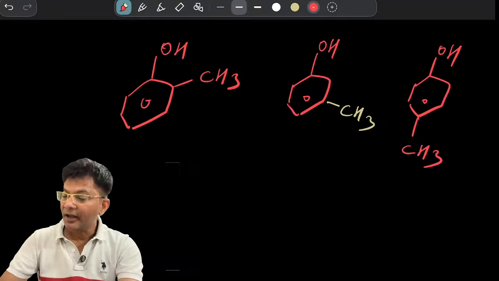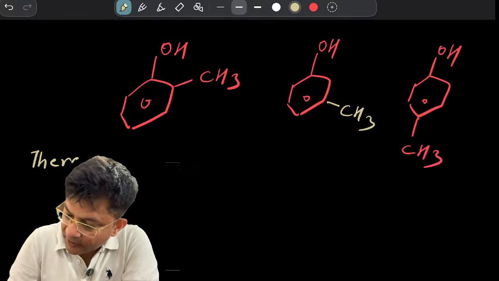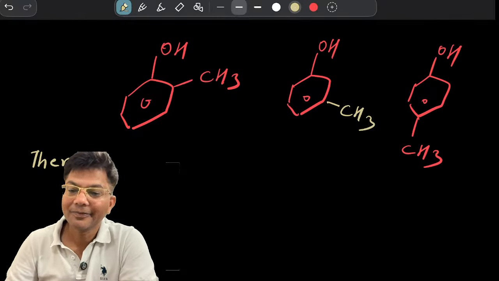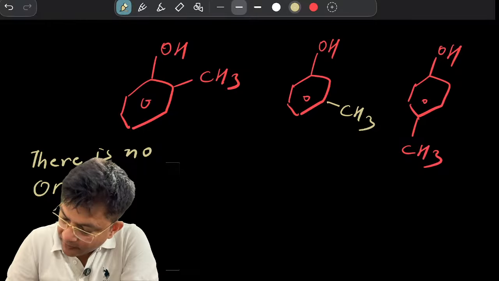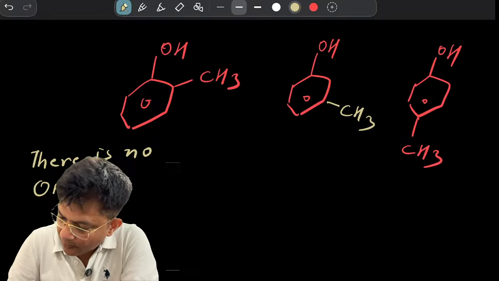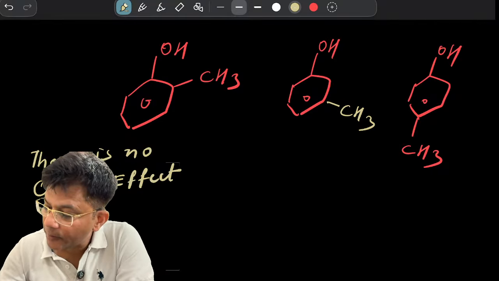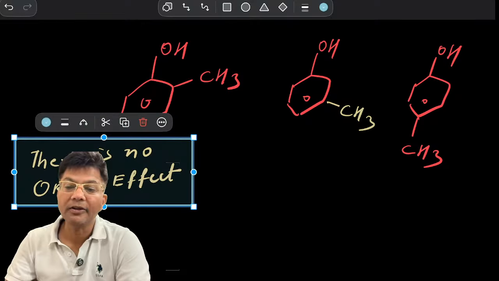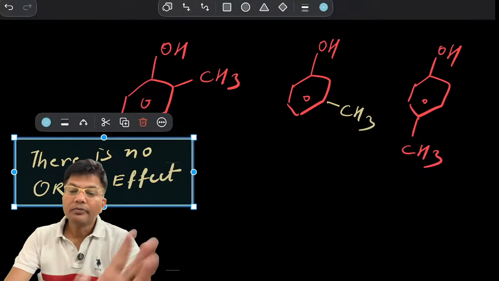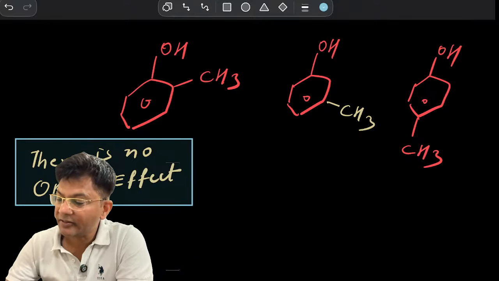First thing, remember that in phenol there is no ortho effect. If somebody is applying the ortho effect, he or she will fail. There is no ortho effect in phenol. Remember this point. Will you keep it in your brain? Because this may become dangerous and people may fail over here. There is no SIR. No SIP. NEET aspirant, no SIR, no SIP. Remember that.